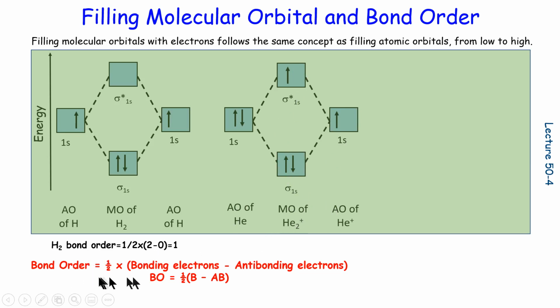Now let's take a look at the bond order of He2 plus. The bond order is 1/2 times bonding electrons, 2, minus anti-bonding electrons, 1, so 1/2 times 1. So the bond order is 1/2 for He2 plus.